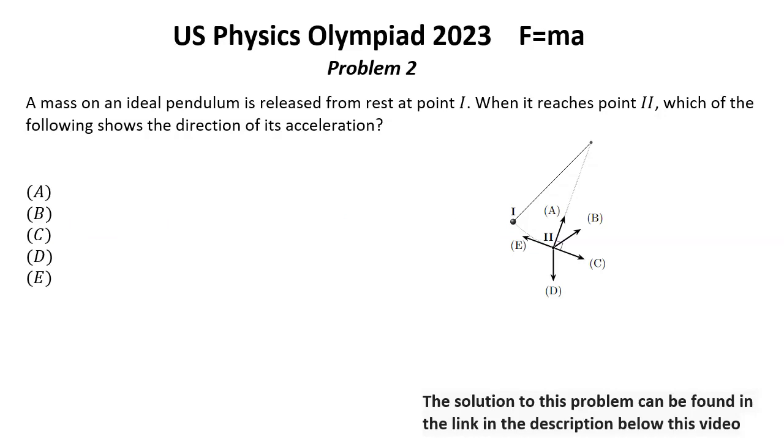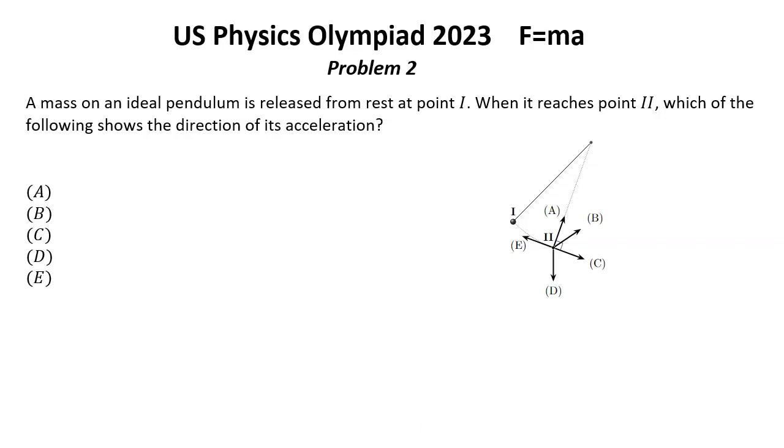Problem number 2. A mass on an ideal pendulum is released from rest at point 1. When it reaches point 2, which of the following shows the direction of its acceleration? Solution for problem number 2.